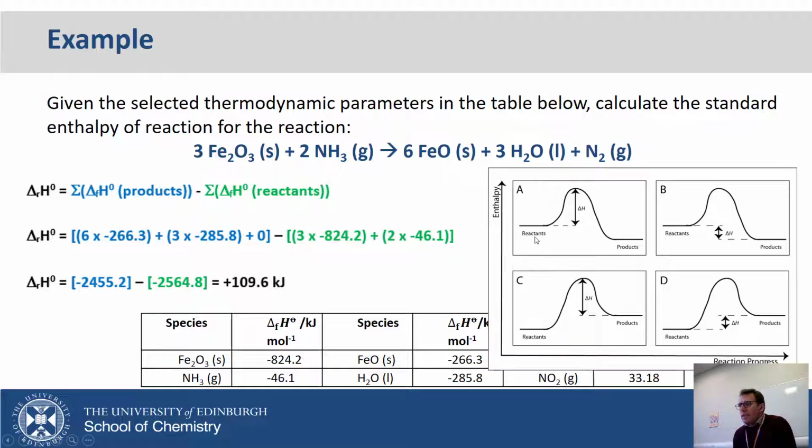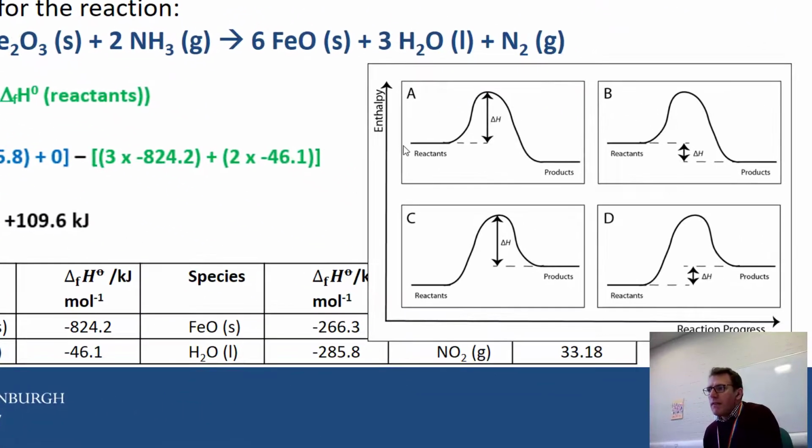Alright, so slightly neater. I've got my product values minus my reactant values, and I get an enthalpy of reaction. We can determine whether enthalpies are endothermic or exothermic by exploring which particular scenario it is. So you might have a look and see, which scenario is represented here? Is it A, B, C, or D?